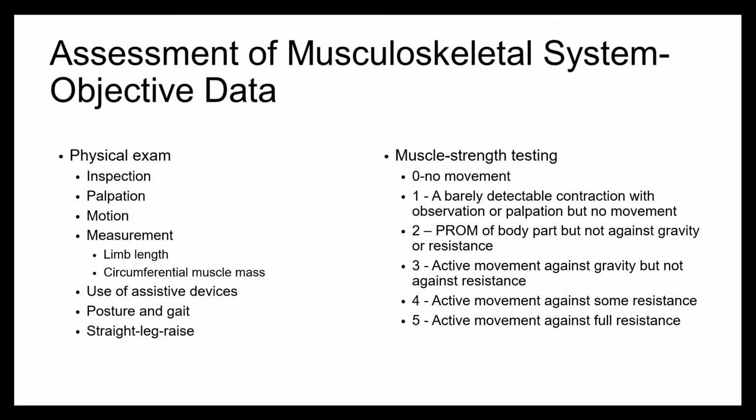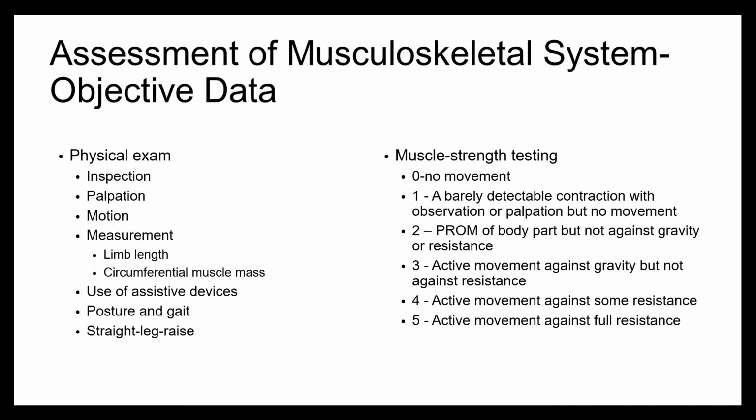So basically what I'm saying is a positive straight leg raise between 30 and 70 degrees is going to be more indicative of a lower back problem. A positive straight leg raise at 70 degrees or greater is more indicative of a hip problem.